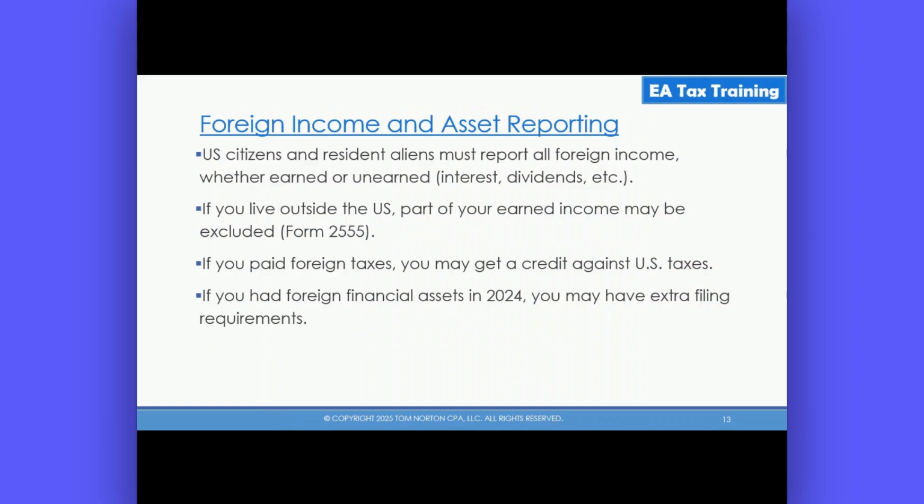If you live outside of the United States, part of your earned income may be excluded on Form 2555. So we will be taking a look at that. If you paid foreign income taxes, you may get a credit against your U.S. income taxes. We will look more closely at that. And if you had foreign financial assets, such as bank accounts or investment accounts, then you may have extra filing requirements above and beyond the normal income tax return.